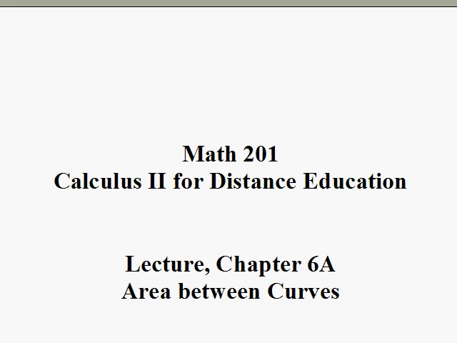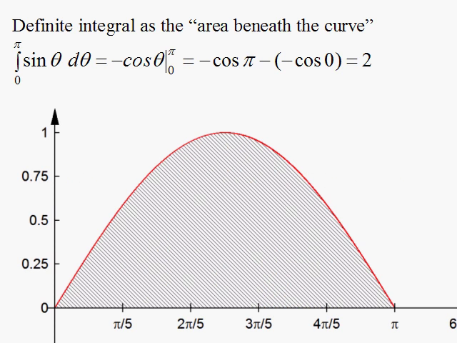This is Lecture 6A for Calculus 2, the area between curves. Recall from Calculus 1 that the definite integral was often called the area beneath a curve. For example, if we integrate sine theta from 0 to pi, the answer is 2, and we say that is the area, and truly it is the area, between this red line, which is sine theta from 0 to pi, and the x-axis.